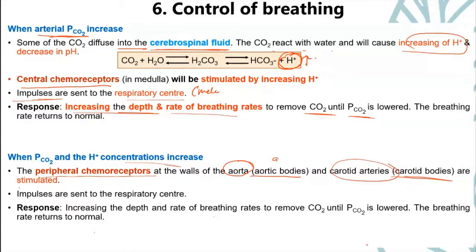So this is stimulated by the high concentration of carbon dioxide and also hydrogen ion. So dia bertindak sebagai stimulus keadaan ni. High carbon dioxide and high hydrogen ion. So this stimulus is sent in the form of impulse to the respiratory center in the medulla oblongata. Okay, medulla oblongata. And then the brain interprets the corrective mechanism. So the response will be the same, which is increase the depth and the rate of breathing to remove more carbon dioxide until the carbon dioxide concentration is lowered. Okay, and then the breathing rate returns to normal.